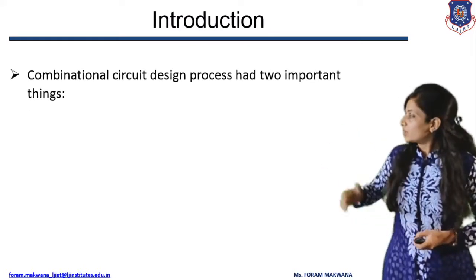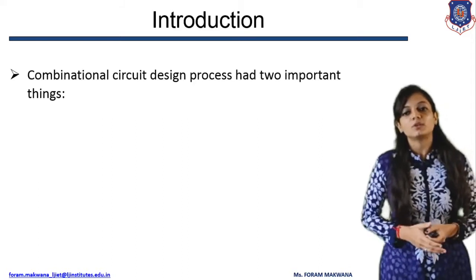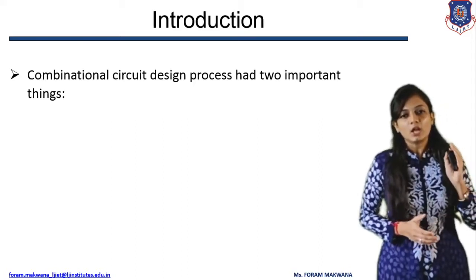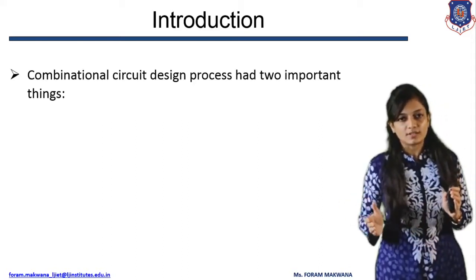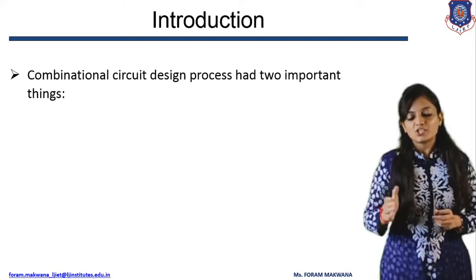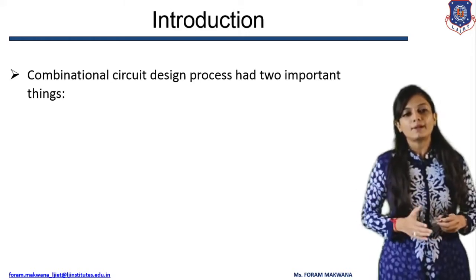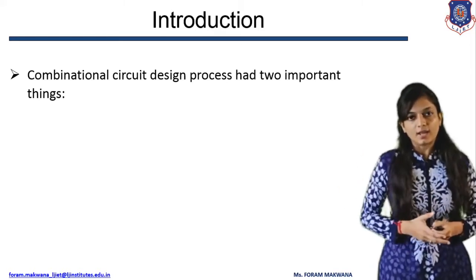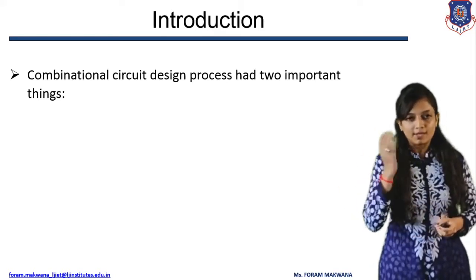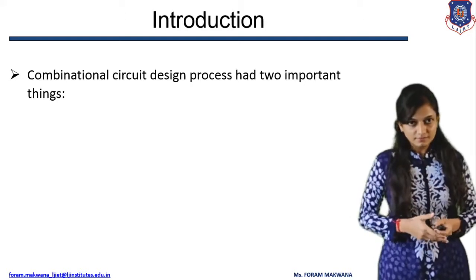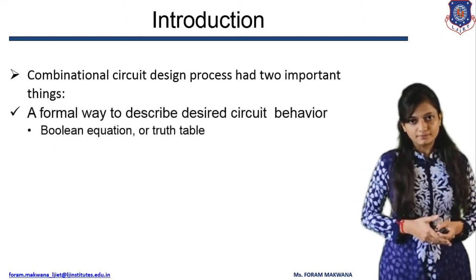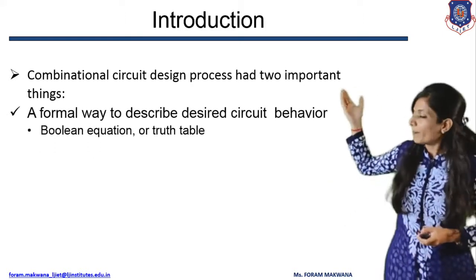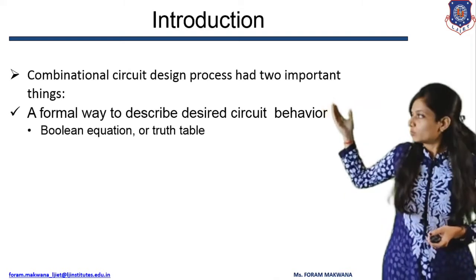Before starting the introduction of FSM, we must need to understand the difference between combinational circuit and sequential circuit. We know that combinational circuit means our output depends only on the present state. And in sequential circuit, output depends on present as well as the previous state. Based on that, there are two parameters that we need to consider.